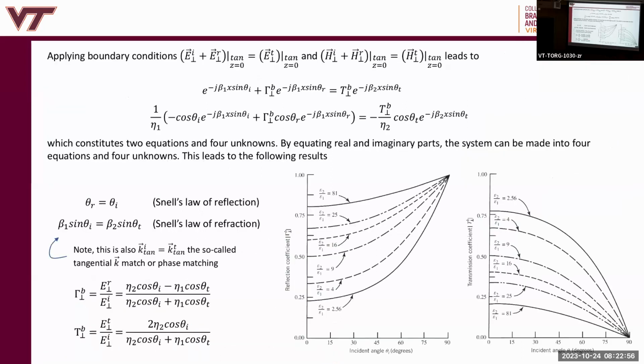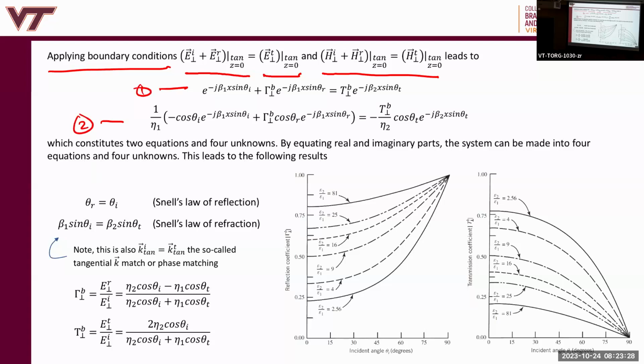All right, now you just apply boundary conditions. By applying the boundary conditions, E perpendicular incident plus E perpendicular reflected, tangential components at the interface z equal to 0, has to equal the tangential component of the transmitted electric field perpendicular component. That's the continuity of tangential E and the continuity of tangential H. If you apply these boundary conditions, then you derive these two expressions, which constitute two equations. So here's equation 1 and equation 2, and 4 unknowns.